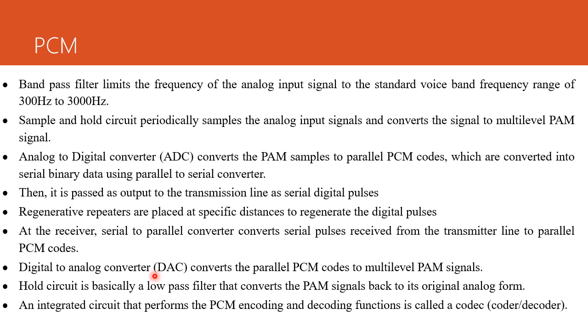Our original signal is in the form of an analog signal, so at the receiver, we have to regenerate our original signal. For that, we make use of a digital to analog converter, which converts the parallel PCM code to multi-level PAM signals. Then that analog signal is given to a hold circuit, which is basically a low pass filter that converts the PAM signal back to its original analog form.